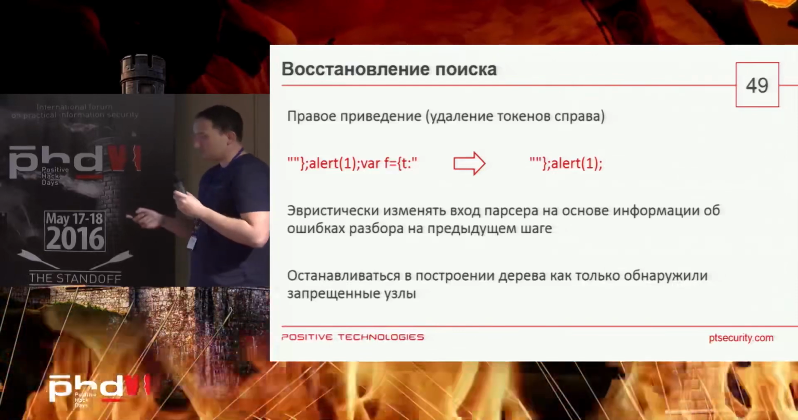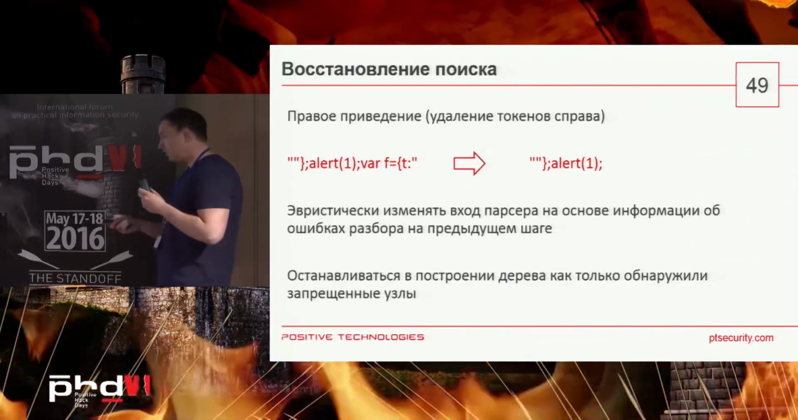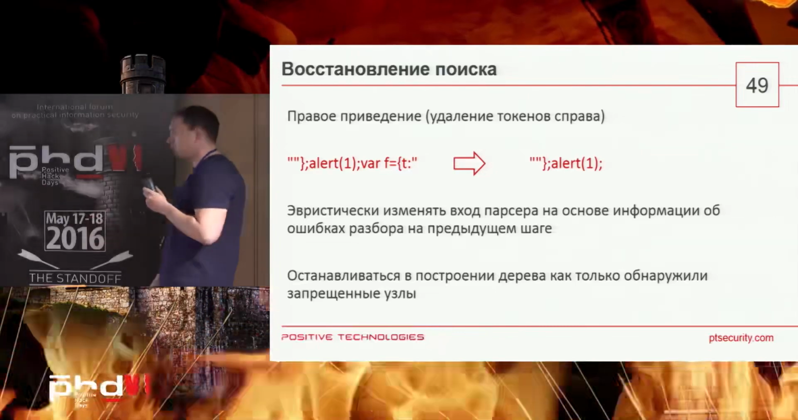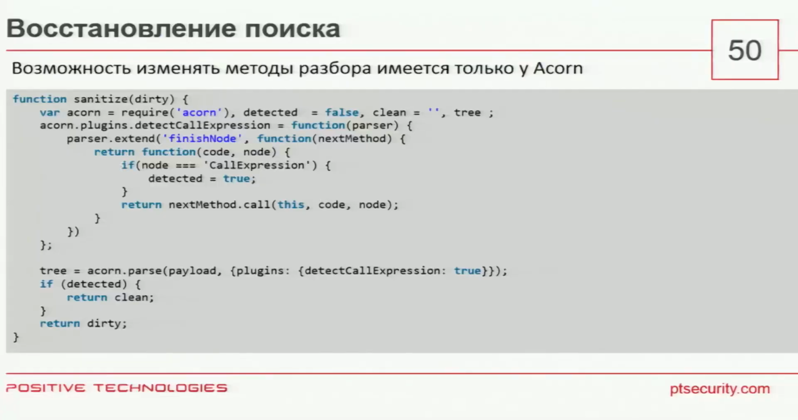Or the second option, which looks more right: we need to stop building the tree as soon as we find banned nodes. Only Acorn has this capability. The Acorn parser is modular, and it allows the developer to write modules that are going to be executed when building the tree. So this is exactly what we need.